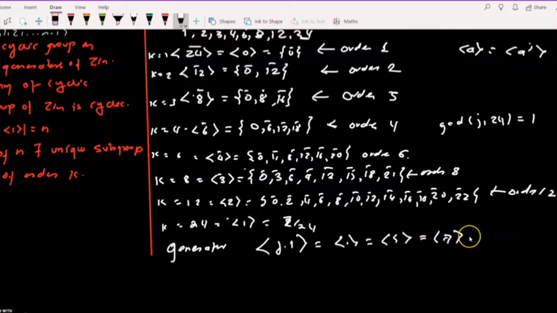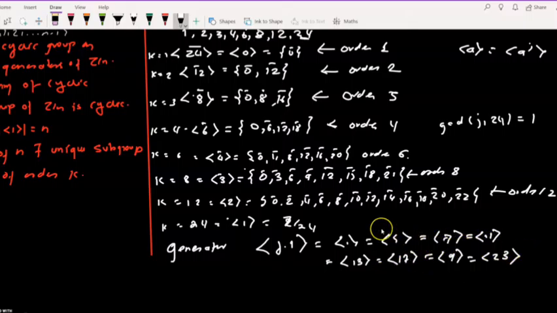8 is not there, 9 is not there, 10 is not there, 11, right? 12 is not there, 13, right? 14 is not there, 15 is not there, 16 is not there, 17, 18 is not there, 19, 20 is not there, 21 is not there, 22 is also not there, 23. So these are exactly the generators of this.